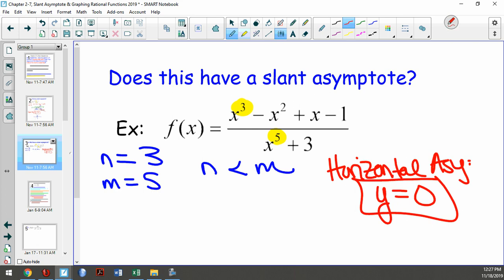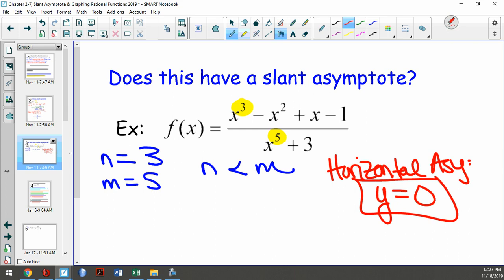Now here's what your brain needs to grasp. You either have a horizontal asymptote or a slant asymptote. You cannot have both. I repeat, you either have a slant or a horizontal. You may not have both of them. You may have verticals with both of them, but you may not have both a horizontal and a slant. Do we all understand that, yes or no?